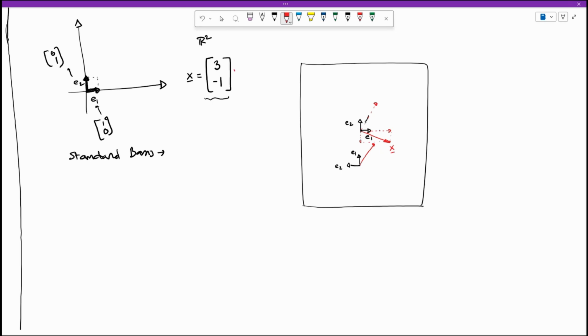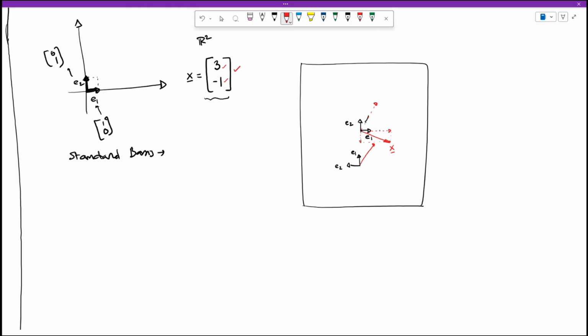So when you were given 3, minus 1, the way you know what vector this person is talking about has nothing to do with the lines on the graph paper. Okay? It only has to do with where my basis vectors are, where they are pointing. I need to take 3 times my first basis vector, minus 1 times my second basis vector, and add them together. That's the vector this person is talking about, or that's the vector these numbers represent.